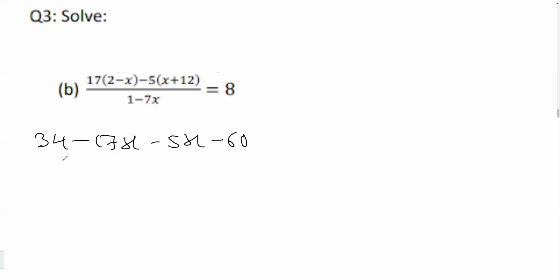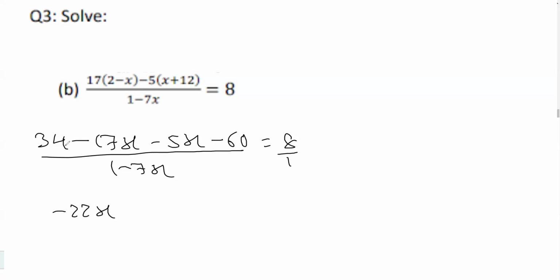That whole divided by 1 minus 7x. So I can take 8 as 8 over 1. Now some like terms. If I solve these two parts, this is minus 7 minus 5, right? So it's going to be minus 22x. And this is 34 minus 60. So it gives you how much? Minus 26. That whole divided by 1 minus 7x is equal to 8 over 1.